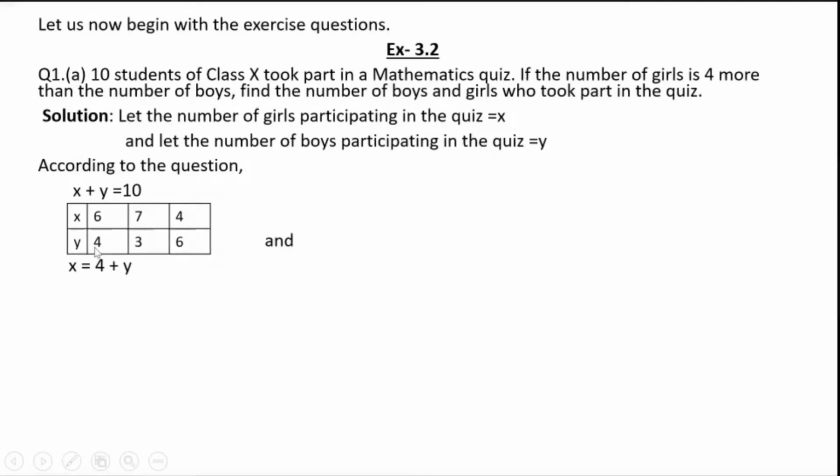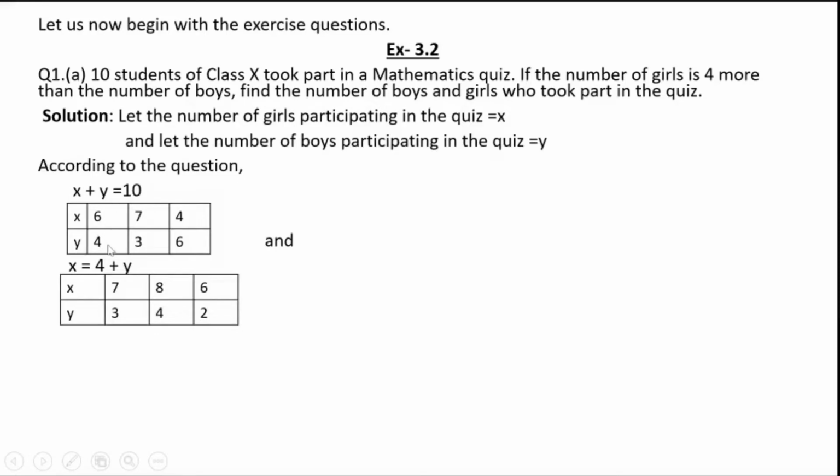Next, it says that the number of girls is 4 more than the number of boys. So if the number of girls is x, x is equal to 4 more than y. So I get x is equal to 4 plus y. I also make the solution table for this, and I get this as a solutions table. Now, for these two, I plot these points: 6, 4; 7, 3; and 4, 6. And I also plot 7, 3; 8, 4; and 6, 2.